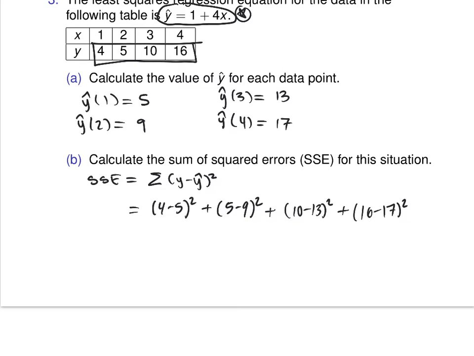Okay, so the first, 4 minus 5, is -1. -1 squared is 1. 5 minus 9 is -4. Square that, you get 16. Yep. -3 squared is 9. And then 1. 27? Yeah. Okay, awesome.